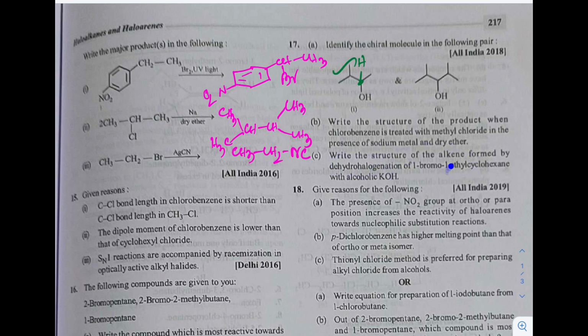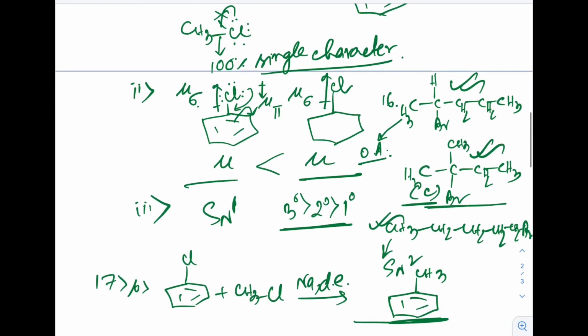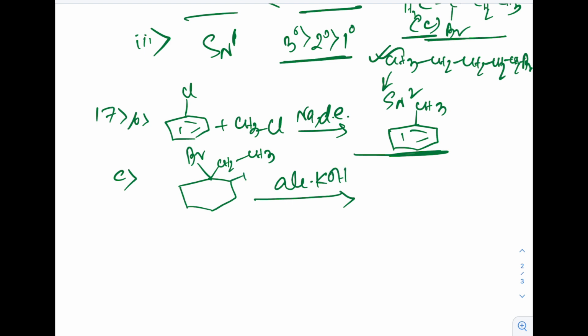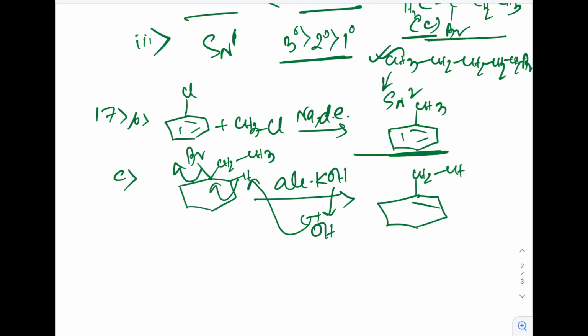Next, 17C. Write the structure of the alkene formed by dehydrohalogenation of 1-bromo 1-ethyl cyclohexane with alcoholic KOH. 1-bromo 1-ethyl cyclohexane when it reacts with alcoholic KOH, an elimination reaction will happen and it will follow Saytzeff rule to form the more substituted alkene. So this alkene will be formed as major product. Question C is done.